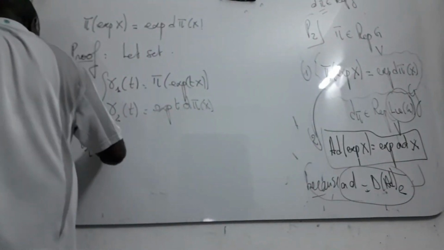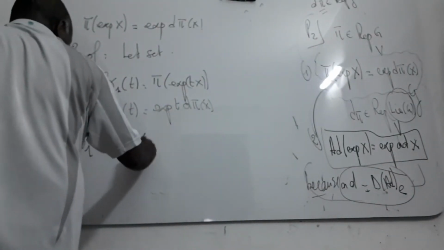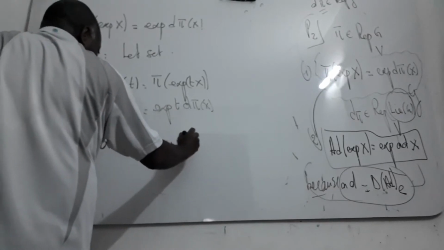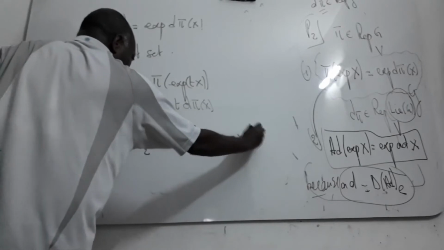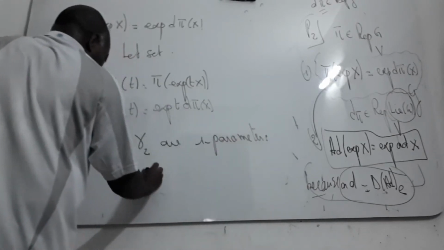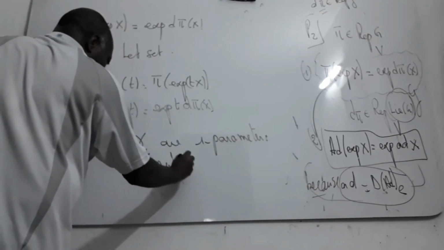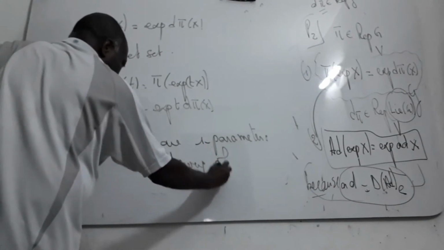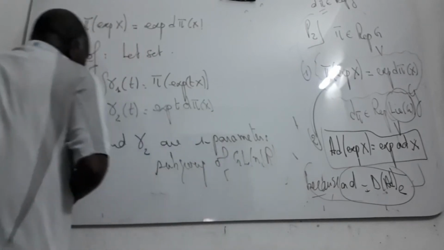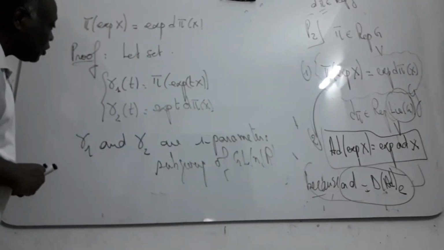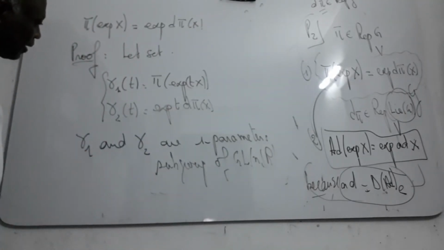Gamma 1 and gamma 2 are one parameter subgroups of GL(N, R). It's just because of how they add up.